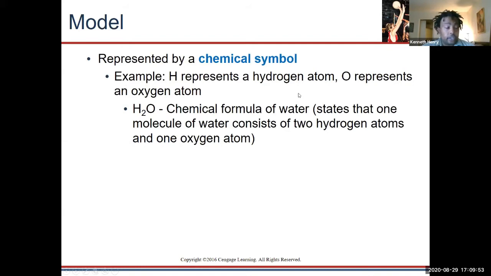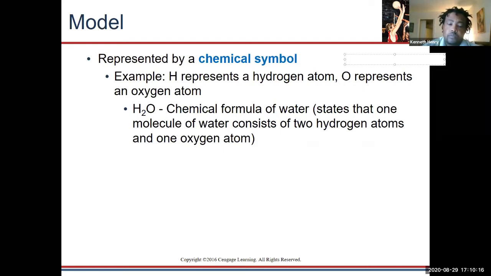So we are just talking about methane. In addition to the concept of modeling, we often use symbols to represent the chemicals that we're talking about. So we use letters, one letter or two letters. For instance, hydrogen will use an H. Carbon will use a C.